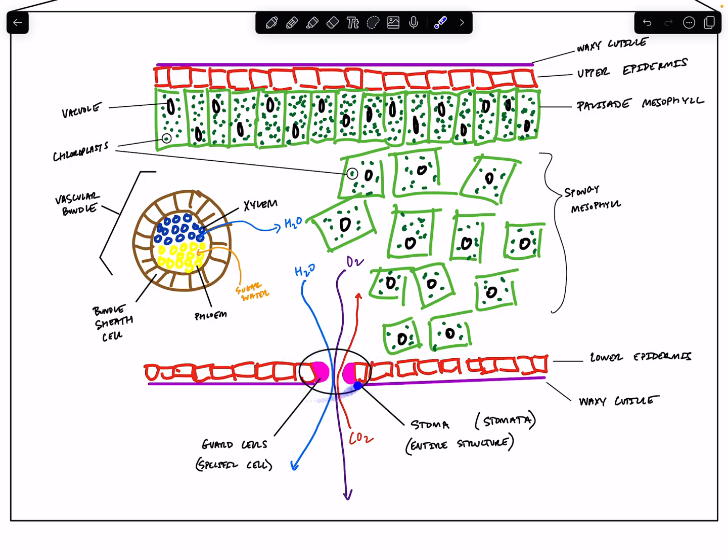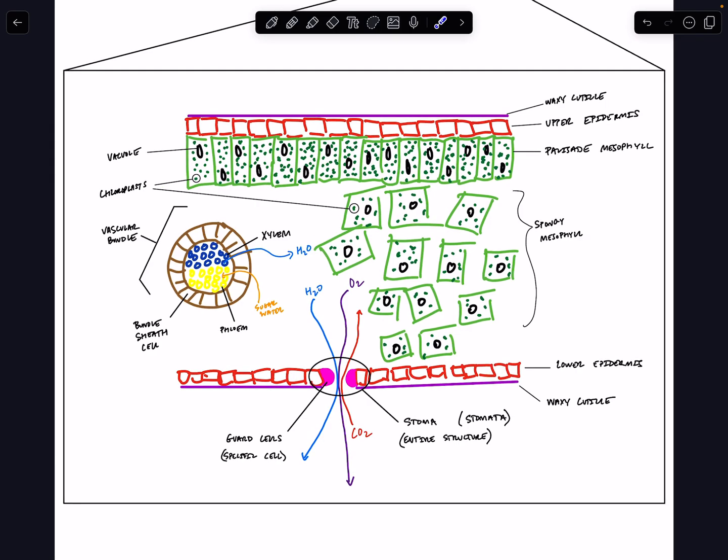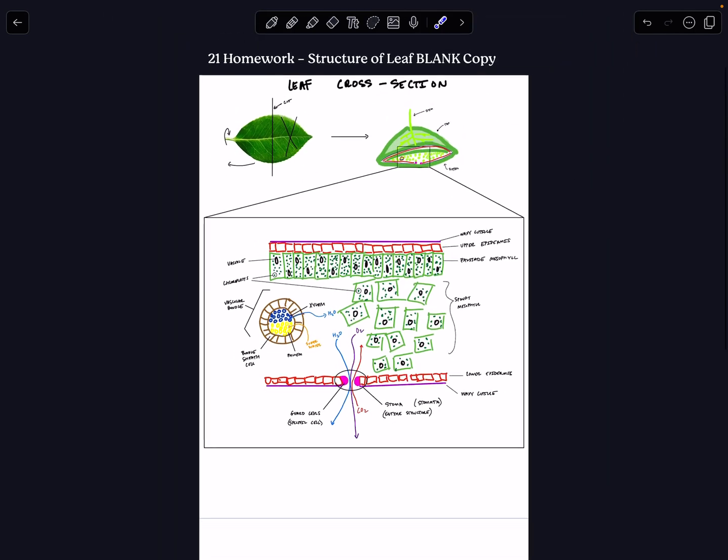So the primary difference between the upper epidermis and the lower epidermis is that in the lower epidermis, you're going to find these stomata. Okay, so in class tomorrow, you're going to be looking at some lilac leaf cross sections and trying to identify all the different layers. Should be pretty fun. Okay, that's all.